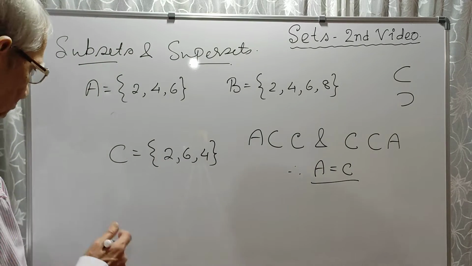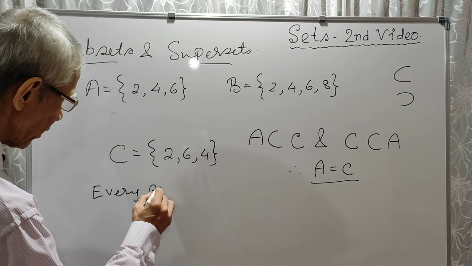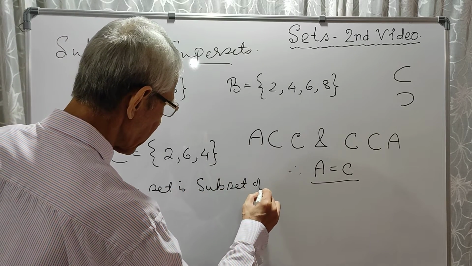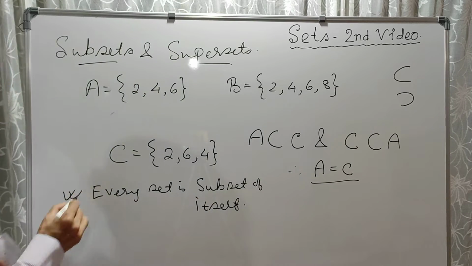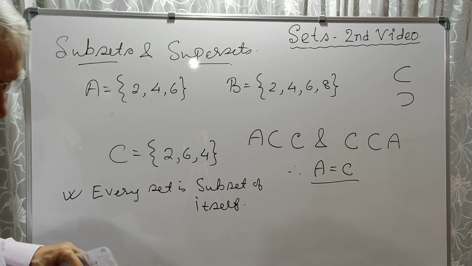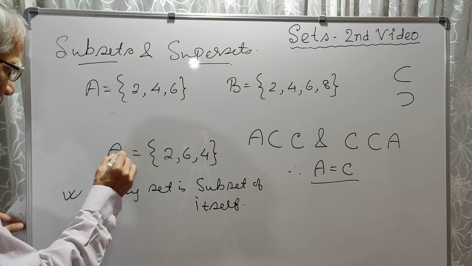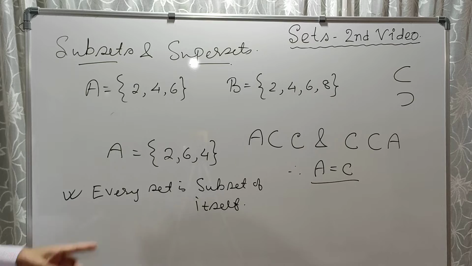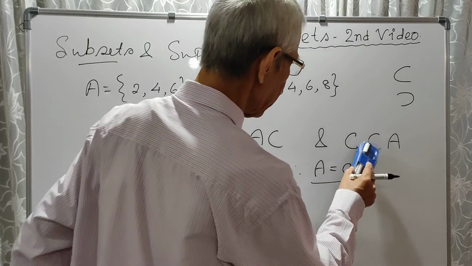All right. And this is why there is an important conclusion: every set is a subset of itself. This is a very important conclusion. Every set is a subset of itself. Now, if we call this one A, this one also we can call A because they are equal. If this is A containing 2, 4, 6, this is also A containing 2, 4, 6. That means in place of C now we can write A.